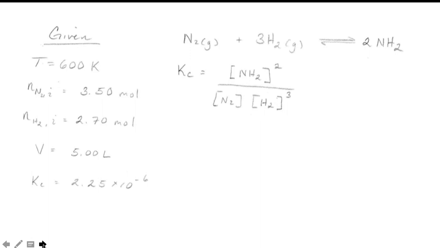If we think about how that experiment is set up, we have a container, and all we've done is add nitrogen and hydrogen, and then we pause time. We're going to look at what happens when we unpause time in the thought experiment and how that affects the concentration of the reactants and the products. This particular reaction is happening in a volume of 5 liters, and as was reported in the previous slide, our Kc is now 2.25 times 10 to the negative sixth.